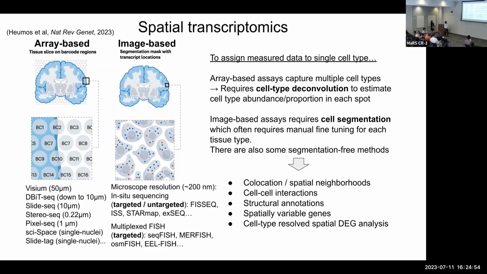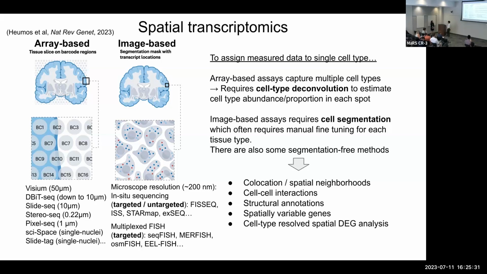On the other hand, image-based assays require cell segmentation, which often requires manual fine-tuning for each tissue type. But there are also segmentation-free methods like Baysor, which was also in the morning session, to assign each molecule's expression to each single cell or cell type level. After that, you can do various analyses, including colocalization, spatial neighborhoods, cell interactions, tissue annotations, spatial biological regions, and so on.